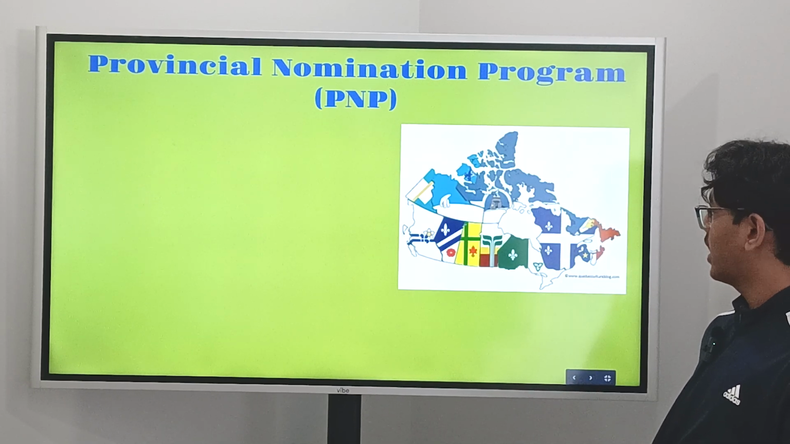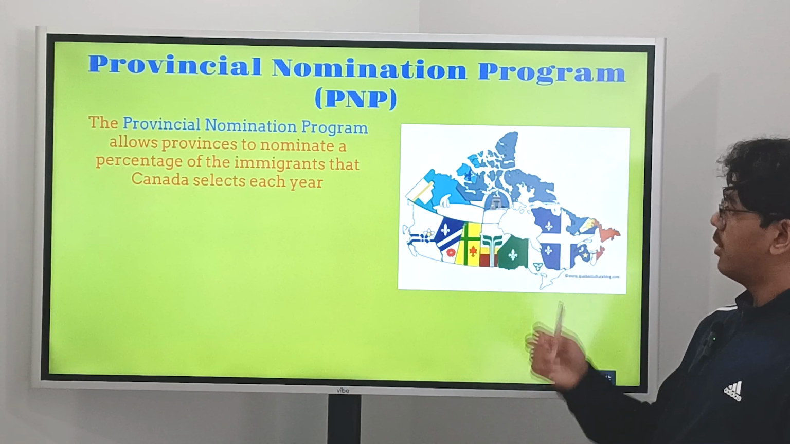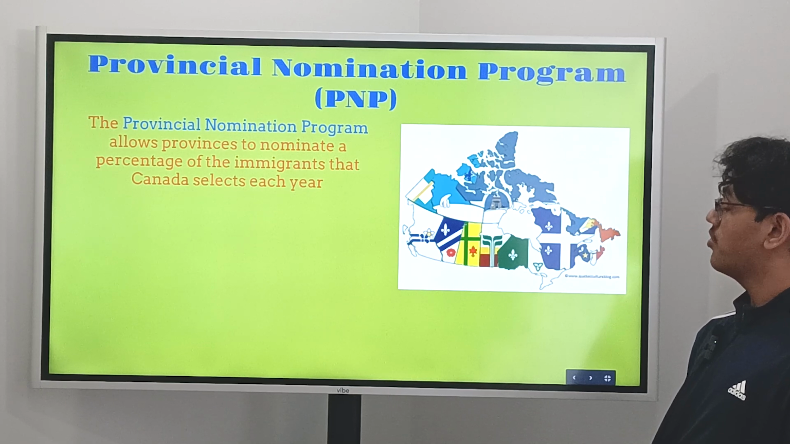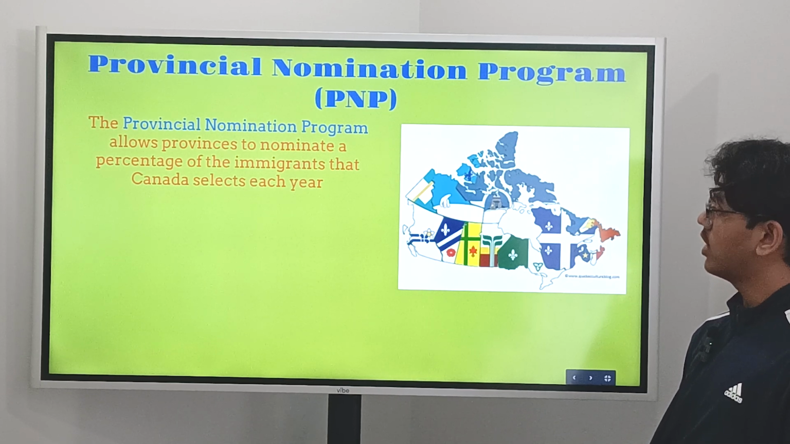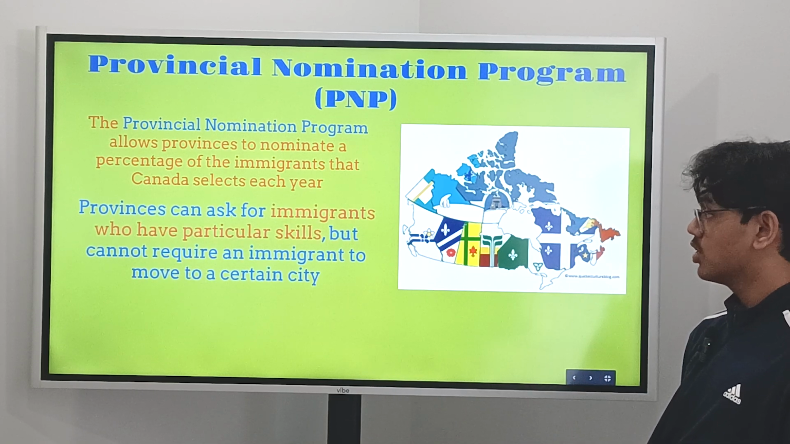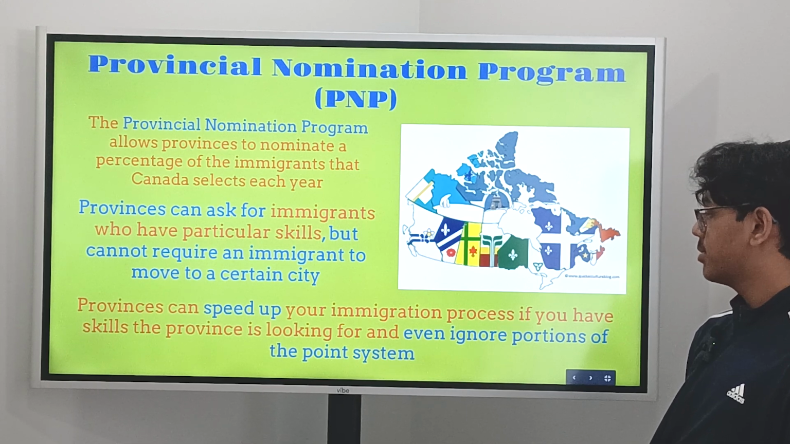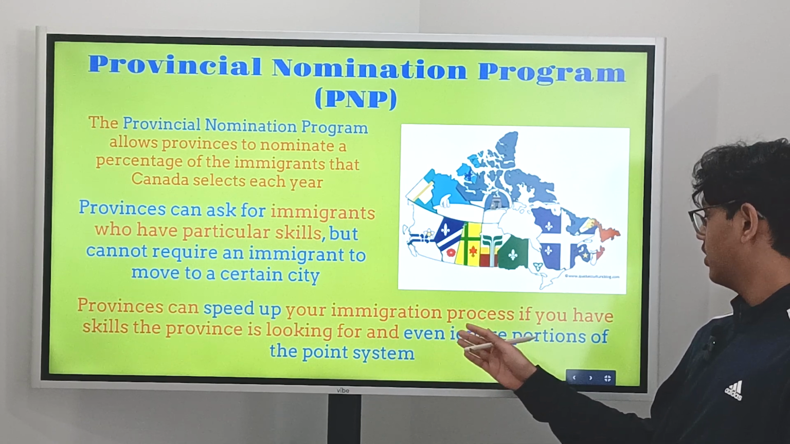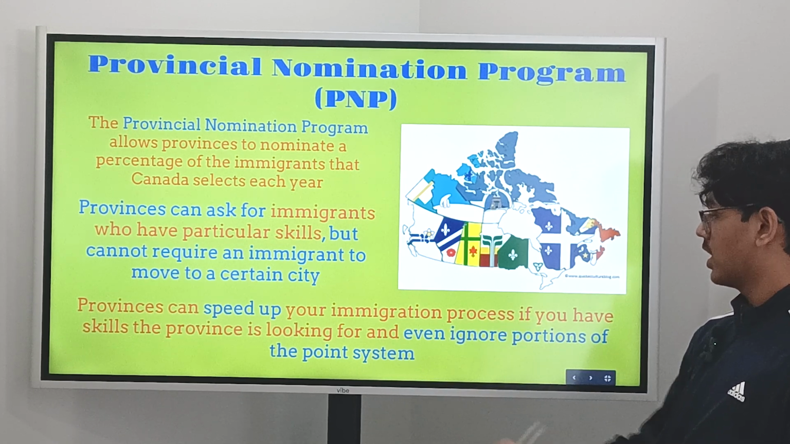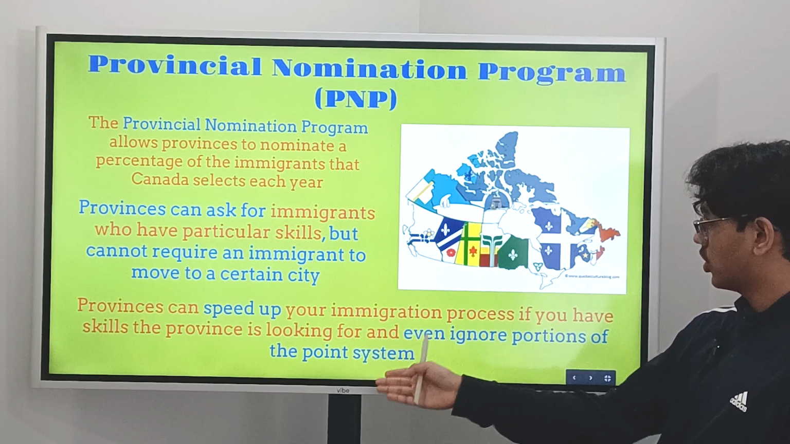So here is the map of Canada. We have all of our territories here and all of our provinces. Basically, the Provincial Nomination Program allows provinces to nominate a percentage of the immigrants that Canada selects. Provinces can ask for immigrants who have particular skills, but cannot require an immigrant to move to a certain city. Also, provinces can speed up your immigration process if you have the skills the province is looking for, and even ignore portions of the point system. If you don't know about the point system already, we covered it in our part 3 video, so make sure to check that video out.